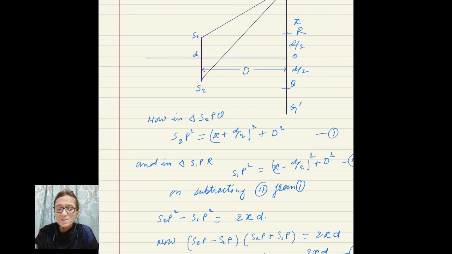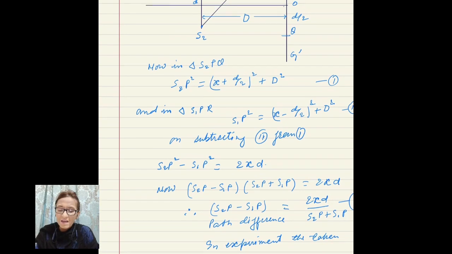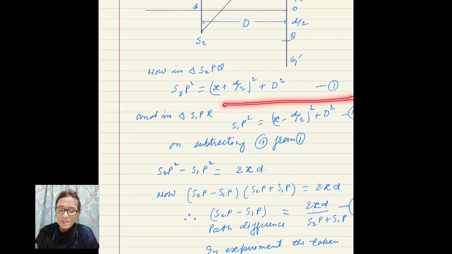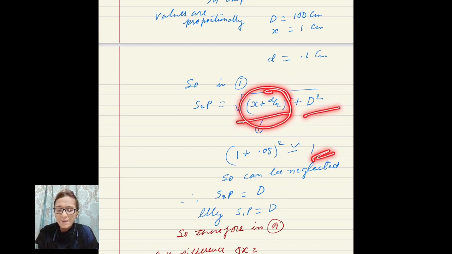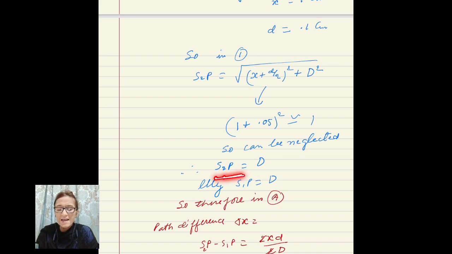This distance is very small, 0.1 centimeter, and this x is your 1 centimeter. Putting all these in equation 1 only, when you put the value of x, that is 1, and the value of d by 2, that is 0.05, it will nearly come equal to 1, very negligible. Before your 100 square, meaning 10,000, this 1 is very small. So this can be neglected, and finally you get that H2P comes equal to D only.